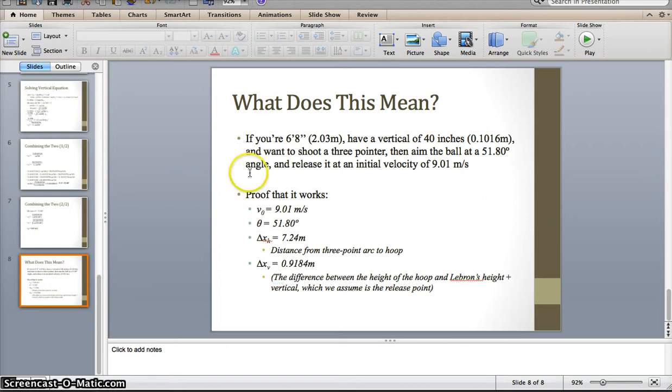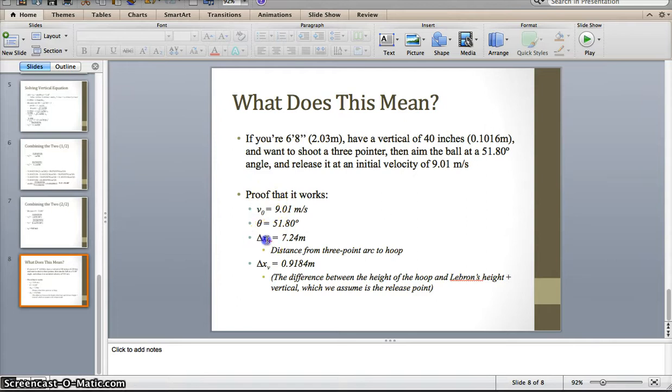So what exactly does this mean? In the strictest sense possible, it means that if you're 6'8" and have a vertical of 40 inches and you want to shoot a three-pointer, then all you have to do is aim the ball at a 51.8 degree angle and release at an initial velocity of 9.01 meters per second. Obviously, this isn't as applicable to us, but when we think about it, we can get a general estimate of what velocity and what angle we'll need if we are to play basketball ourselves.